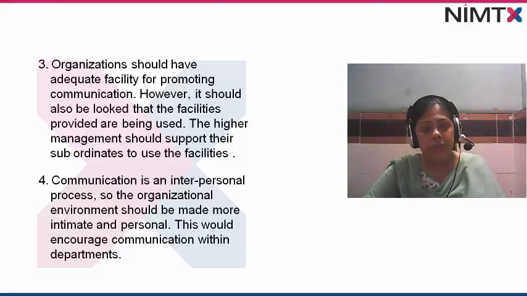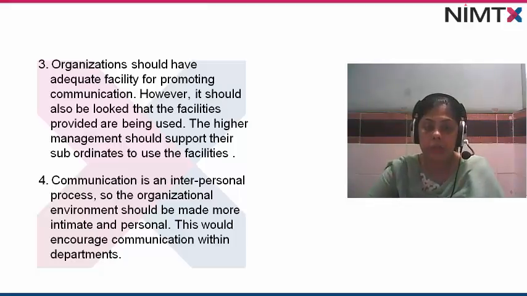Organizations should have adequate facility for promoting communication. However, it should also be looked at whether the facilities provided are being used. The higher management should support their subordinates to use the facilities. I have seen in many companies they have internal portals wherein the subordinates can communicate with the hierarchy, with the CEOs, with the CFOs of the company.